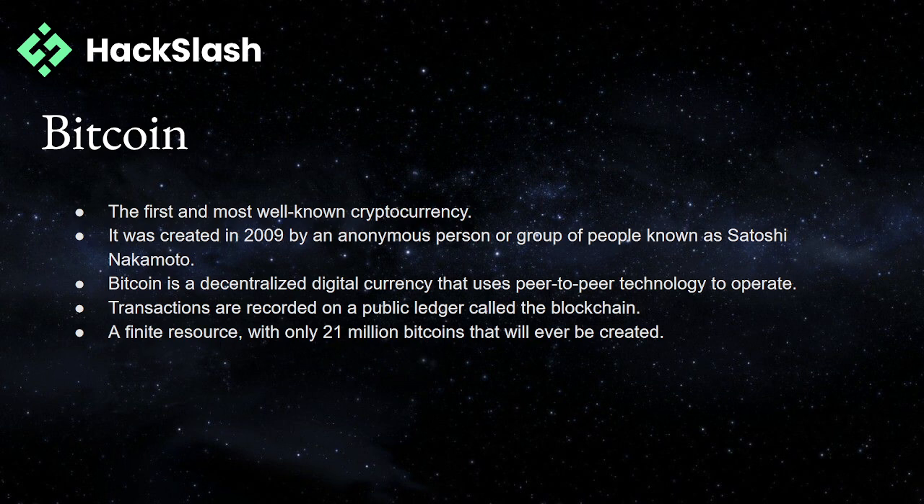Now, let us discuss some key characteristics of Bitcoin. Like every other cryptocurrency, it is decentralized, secure, transparent, etc. But one major feature that distinguishes Bitcoin from other cryptocurrencies is that the number of Bitcoins which will ever be created is a finite number, which will make it a scarce resource in future.